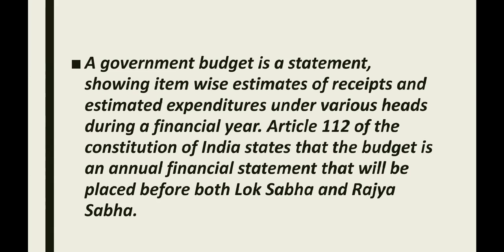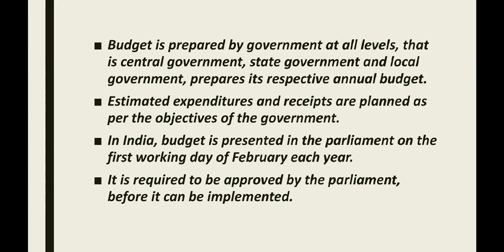The receipts and expenditures shown in the budget are not the actual figures, but the estimated values for the coming fiscal year. Financial year is taken from 1st April to 31st March. Budget is prepared by government at all levels, that is, central government, state government, and local government prepares its respective annual budget. However, we will restrict our studies to budget of central government known as union budget.